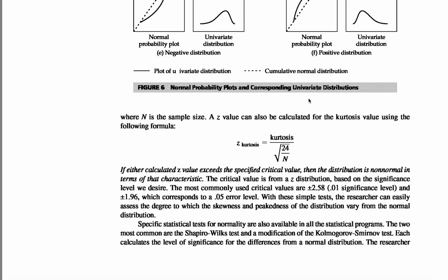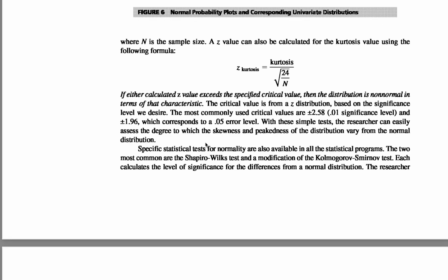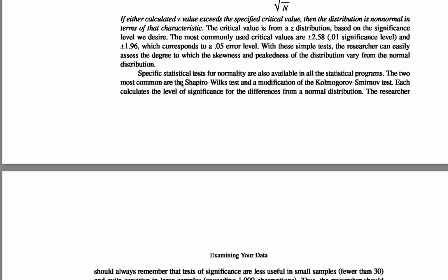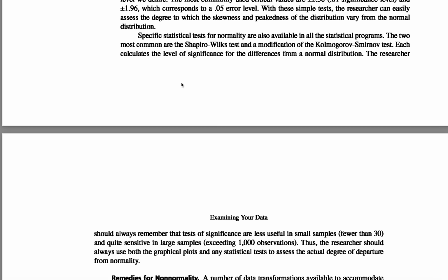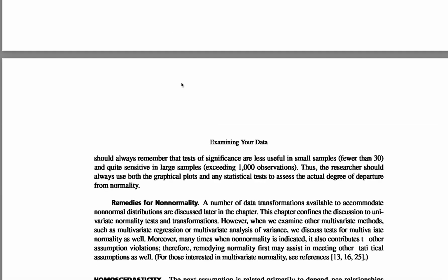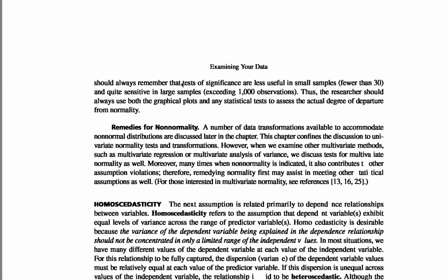Where N is the sample size and z is the z value, the kurtosis is calculated using the following formula. To specify statistical normality, the two most common tests in all statistical programs are the Shapiro-Wilk test and a modification of the Kolmogorov-Smirnov test, each calculating the level of difference from the normal distribution. The researcher should always remember that these significance tests are less useful in small samples, fewer than 30, and quite sensitive in large samples exceeding 1000 observations. Thus, the researcher should always use both the graphical plot and any statistical test to assess the degree of departure from normality.